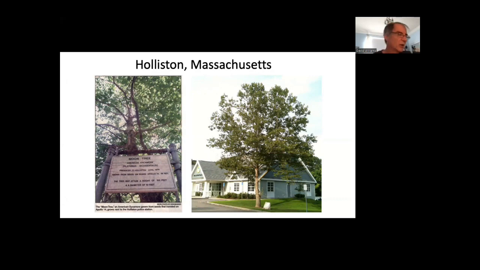Well, it turns out a week or so after it was planted, it was stolen from in front of the police station. They never did find out who stole the tree, but what they stole, thinking it was a moon tree, was actually the stand-in tree. So a few years later, when the tree was healthy and bigger, they did plant the real tree, and I guess kept a better eye on it, because now you can see the picture on the right is the actual moon tree in front of the police station in Holliston, Massachusetts.